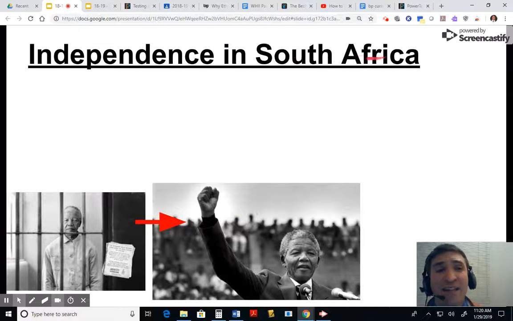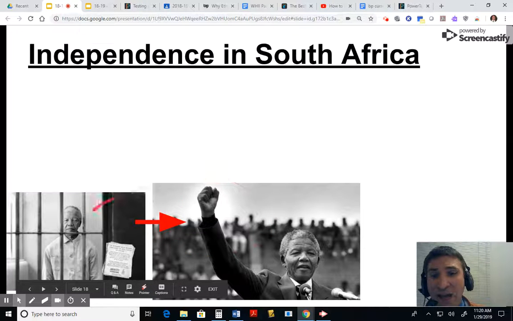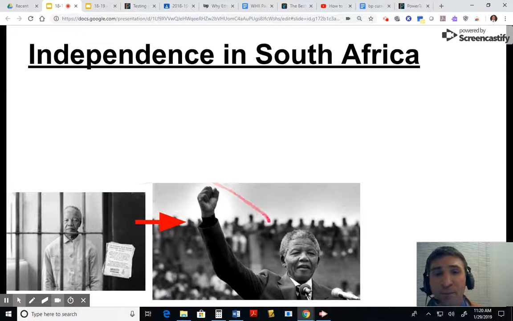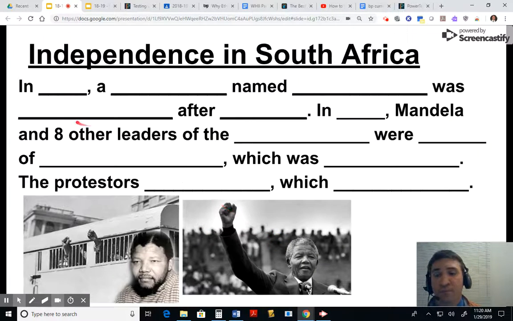But there's independence in South Africa, and it's led by this man, from prison to president once again. Do you know who it is? It's Nelson Mandela. Here's the story. In 1990, a black political activist named Nelson Mandela was released from prison after 27 years. In 1964, Mandela and 8 other leaders of the African National Congress were convicted of conspiracy to overthrow the government, which at that time was controlled by white Europeans.